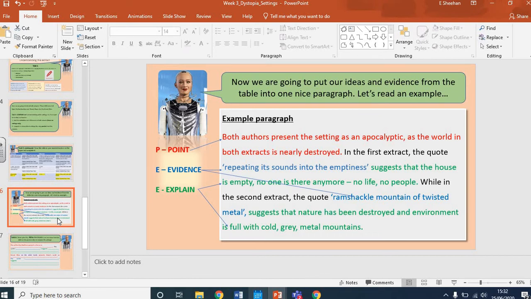So both authors present the setting as apocalyptic, and as if the world in both extracts is nearly destroyed. In the first extract, the quote repeating its sound into the emptiness suggests that the house is empty. No one is there anymore, no life, no people. While in the second extract, the quote ramshackled mountain of twisted metal suggests that nature has been destroyed and the environment is full of cold grey metal mountains.